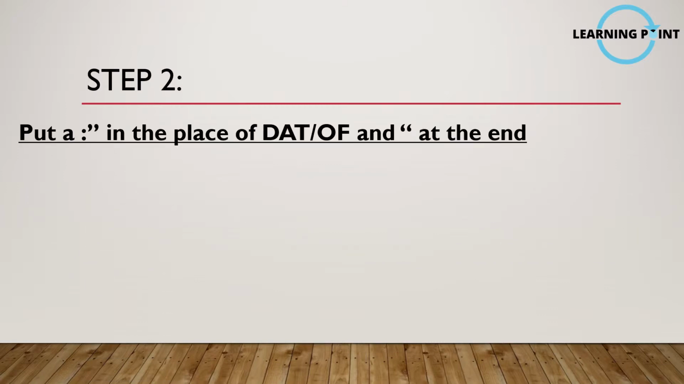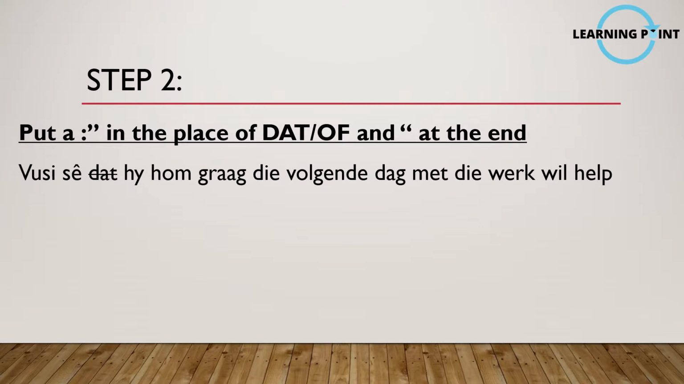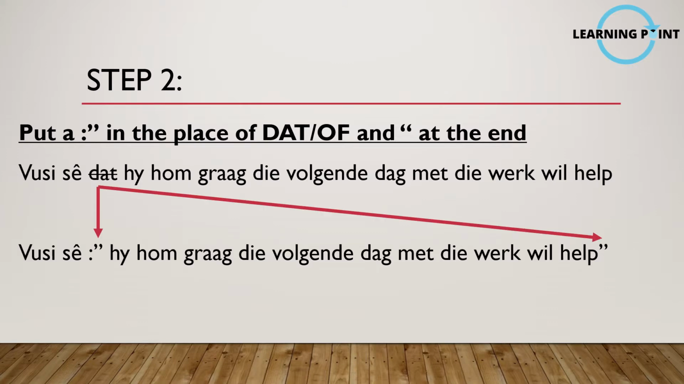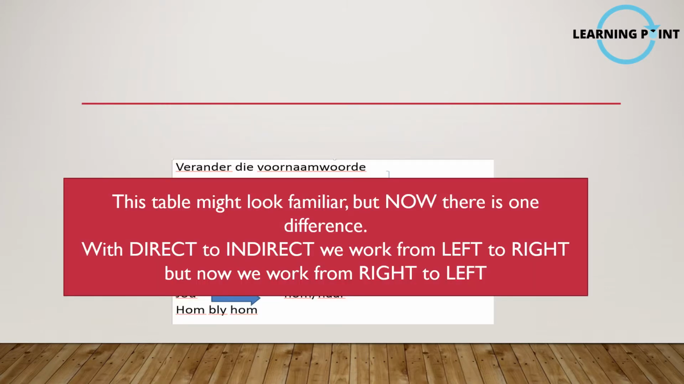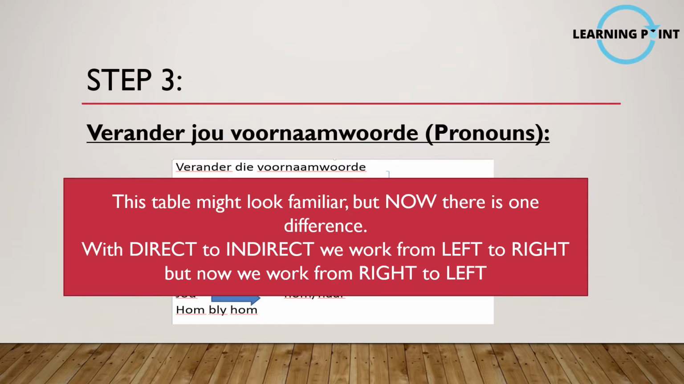Step 2. Put a dubbelpunt en 'n aanhalingstekens in die plek van die dat of die of en eindig die aanhalingstekens aan die einde. So I put a colon and a quotation mark in the place of the dat or the of and I end the quotation mark at the end. Woesie sê: "hy hom graag die volgende dag met die werk wil help." So in that place of the dat, I put in a colon, a quotation mark, and I end my quotation mark at the end. Please just remember to end your sentence with a full stop as well, before the last quotation mark.